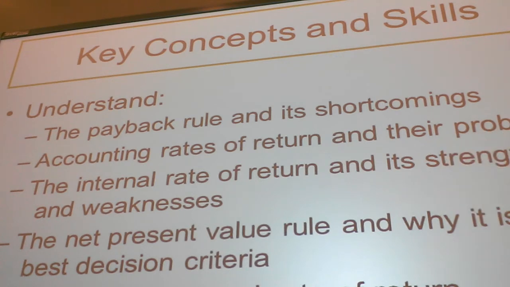We're going to talk in depth about the internal rate of return and its strengths and weaknesses. We're going to talk about the net present value and why it is the best decision criteria. So this one's the one we really want to know, hence why it's the title of the chapter. We'll talk about the MIRR, or the modified internal rate of return, and we're not really going to get too into the profitability index. So, two areas that we're not going to cover too much for the sake of your quiz: the accounting rates of return and the profitability index. All the other areas in the chapter we'll go over.